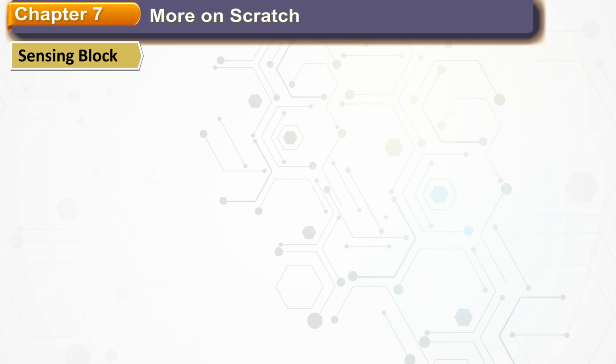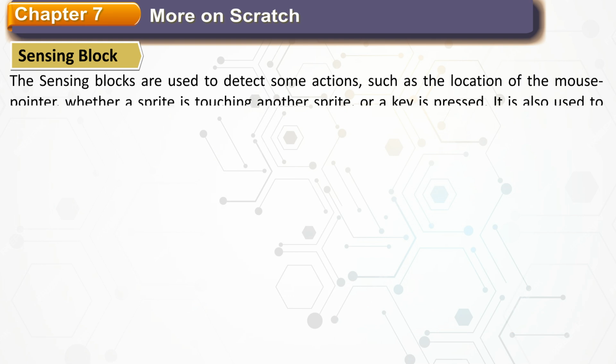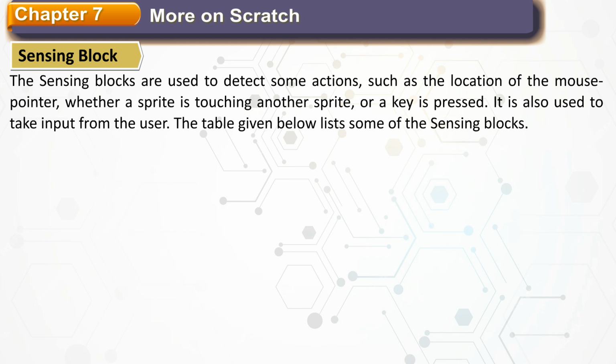Sensing block. The sensing blocks are used to detect some actions, such as the location of the mouse pointer, whether a sprite is touching another sprite, or a key is pressed. It is also used to take input from the user. The table given below lists some of the sensing blocks.